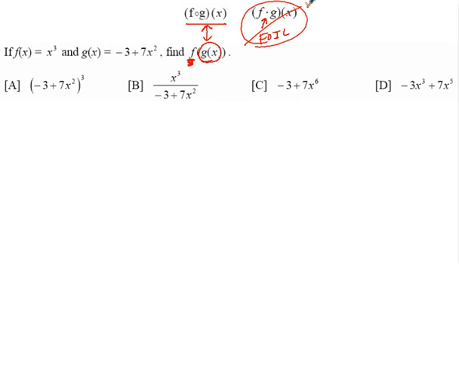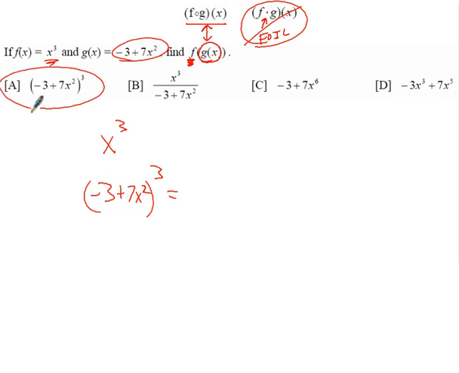So we have f composed of g of x. We're going to start with the function f, x cubed, but where the x is, that's where we're going to put g of x, so we're just going to place that in place of the x, 3 plus 7x squared. And if you really had to work this out, you would have to multiply this by itself 3 times, but look at the answers. There it is.